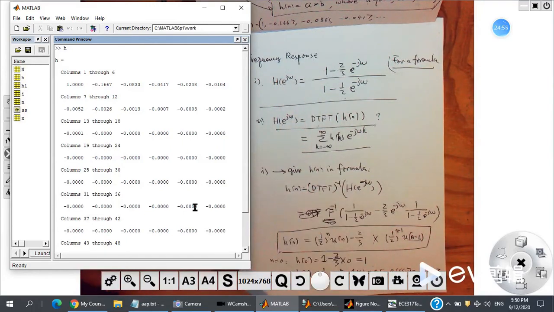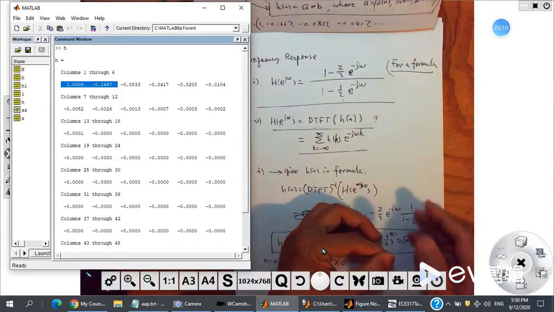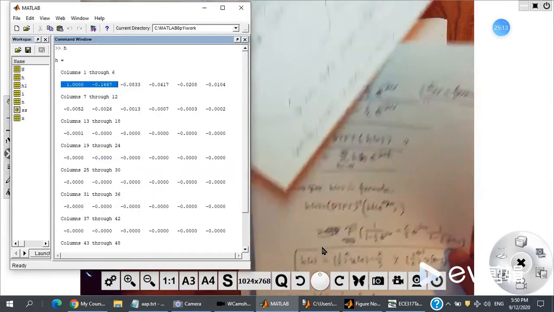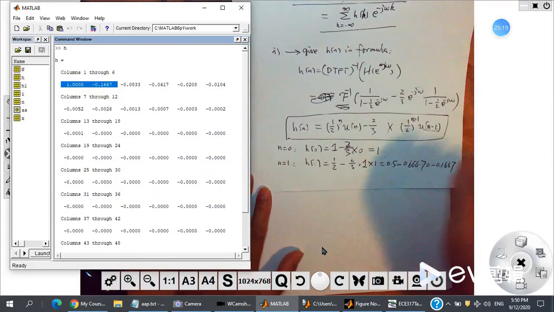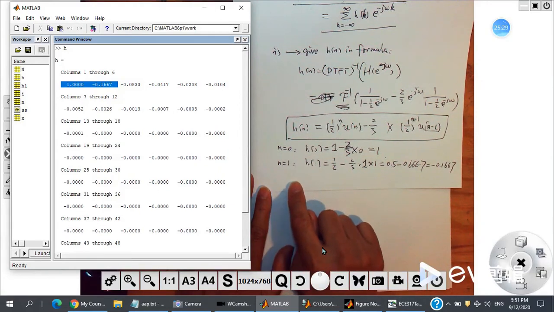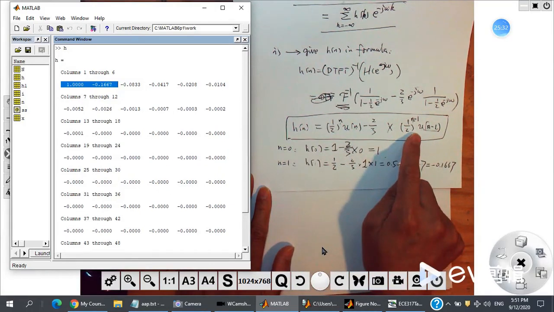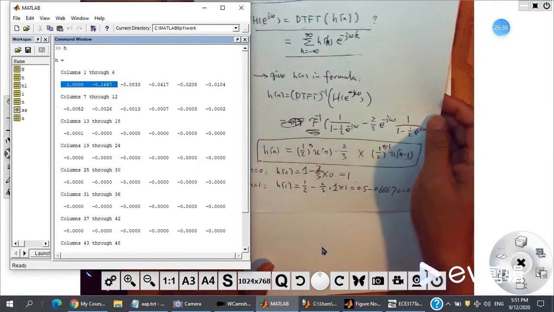You compare it here, the first two numbers, right? We get the first two numbers, 1 and negative 0.1667. Yeah, for two numbers. If you want to try, you can try more. And if you want, you can also put this in a computer. You will see they are totally the same. Alright, so this is for frequency response.